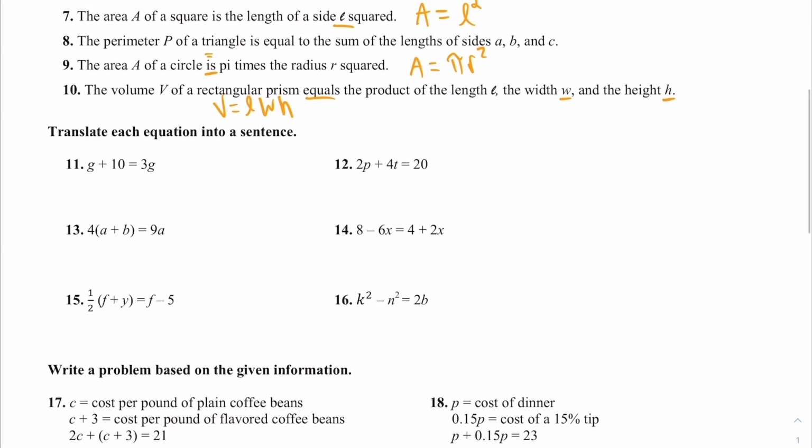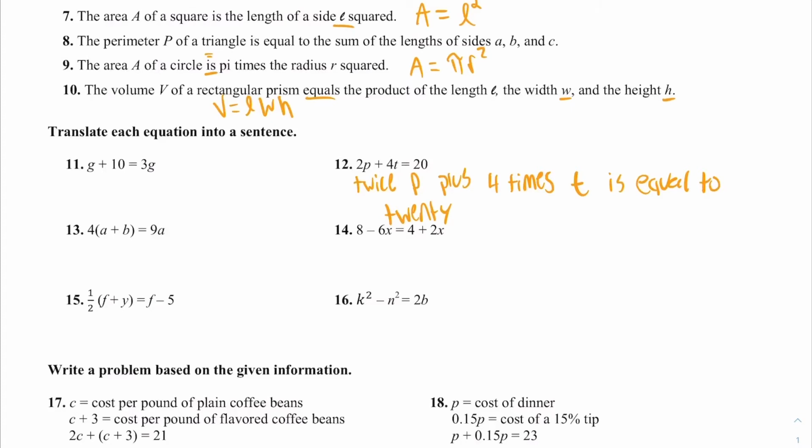If we're going to turn the equation back into the sentence, then how about I go with the evens here. 2p plus 4t. So let's say twice p plus 4 times t is equal to 20.